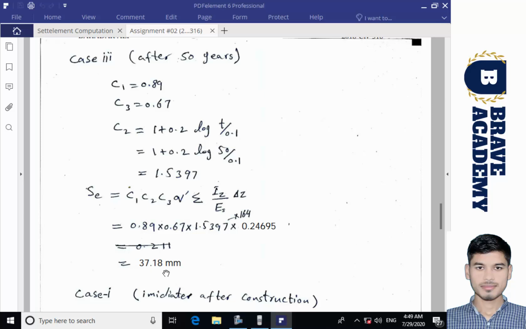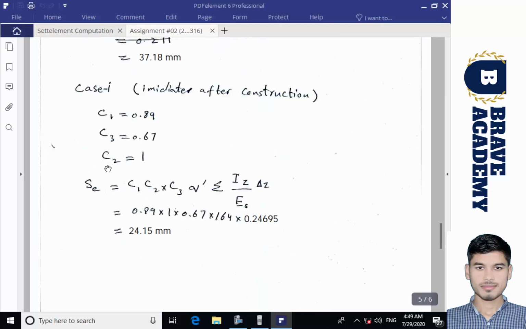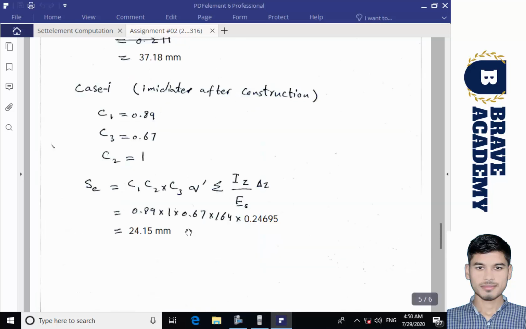Use the same formula, and again just the C2 value will change and your settlement value will be equal to 37.18 millimeter. Now for case 1, immediately after construction, use C2 equal to 1, that is the time factor. Use the same formula and you will get the immediate settlement after construction 24.15 millimeter. I hope you understand it.